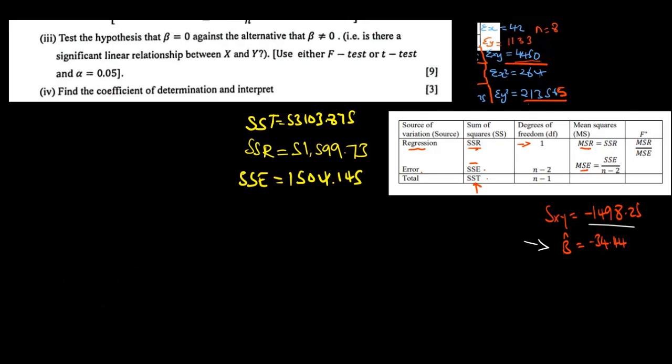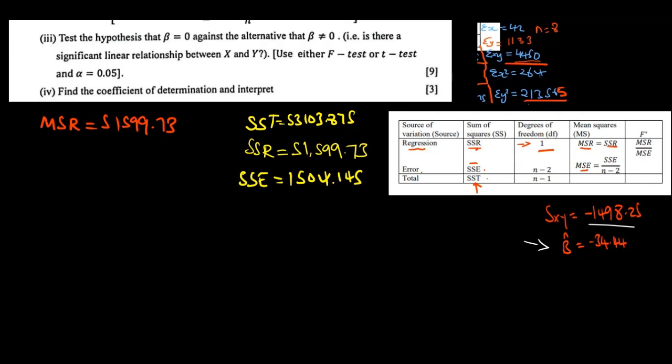Alright, so once we have those, now we can calculate our mean square regression. Since the degree of freedom here is 1, it means our mean square regression will be equal to our regression sum of squares. So my MSR will just be equal to my SSR. Our SSR is given by 51,599.73.